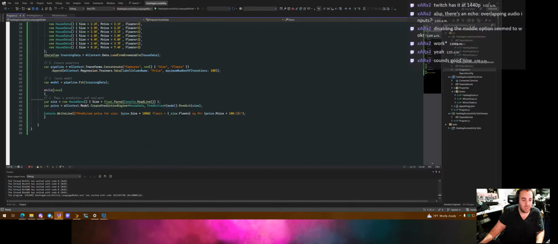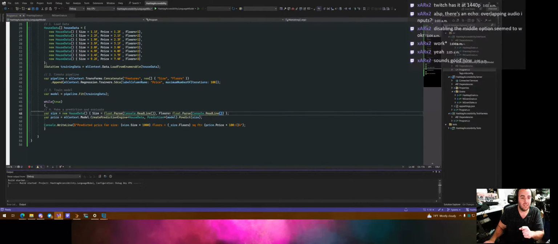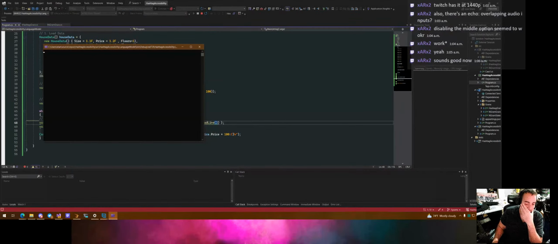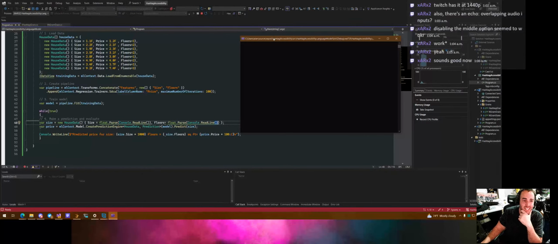Here, let's cheat and just do this. So floors, read line. All right, so I have to do two lines. The first one is what size? The size is going to be 1.1, and the floors are going to be two floors. 153K. Okay, so this kind of works.